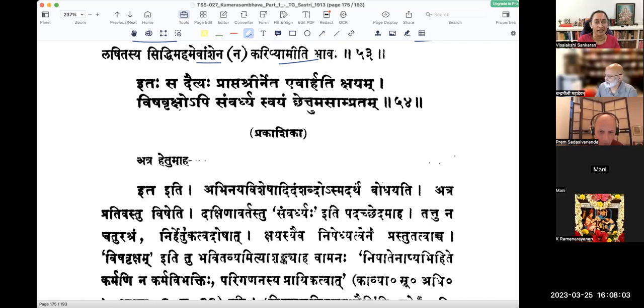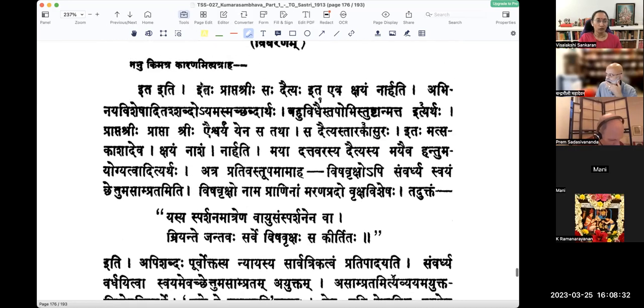Vishavrikshopi samvardhya swayam chetum asampratam. Even if it is a vishavriksha, a poisonous tree, if you have brought it up for some reason, you can't kill it yourself. You can't cut it down yourself. It is inappropriate to cut it down by yourself, you who have brought it up.